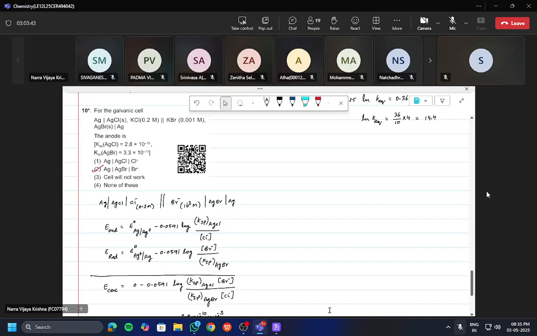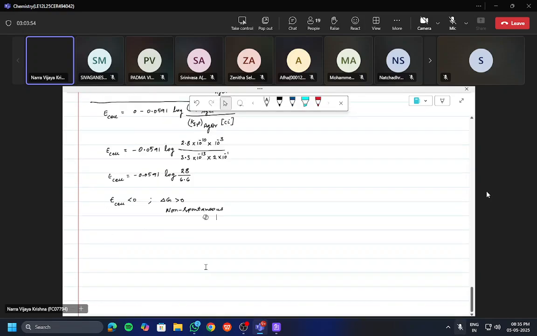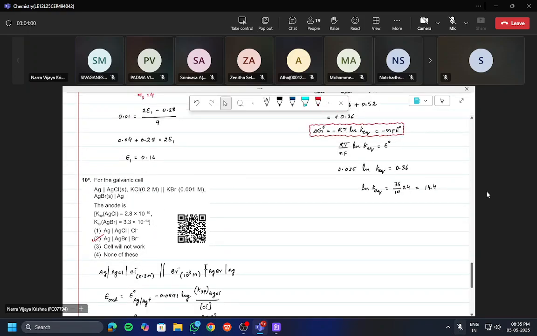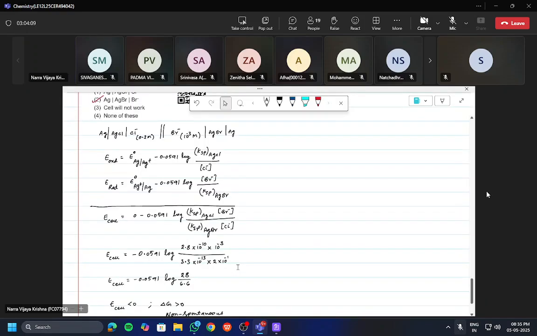Clear? Understood? Any questions? E value positive means spontaneous. If I am getting E value negative, I have done the wrong correction. How to correct it? Take this as anode, take this as cathode. Then E becomes positive, and the cell becomes spontaneous. Understood? I will stop the discussion.